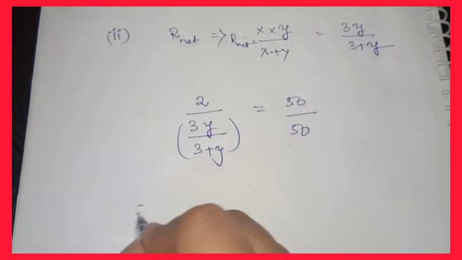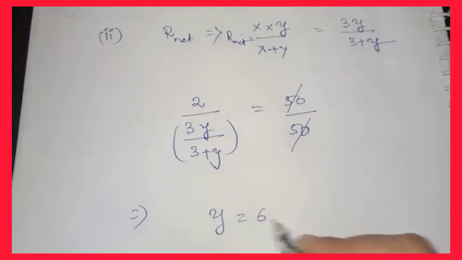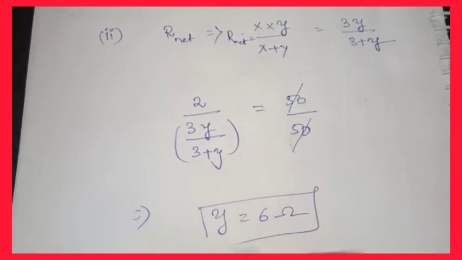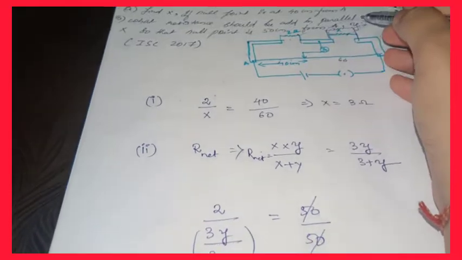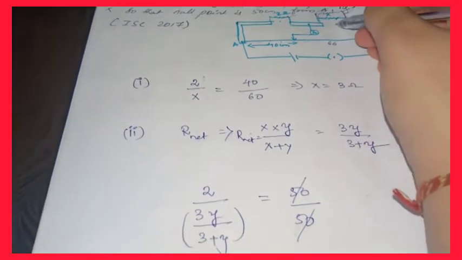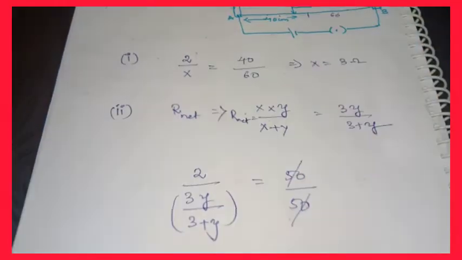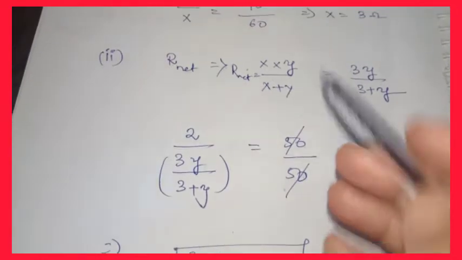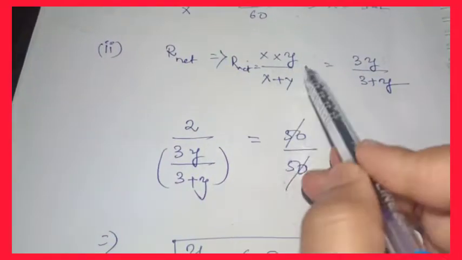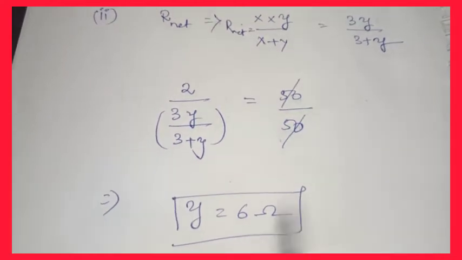So solving this, we can get Y equal to 6 ohm. So if we add a resistance wire of resistance 6 ohm in parallel with X, then the null point will shift to 50 cm. This is how to solve. Even for series also we can solve, when we add the wire Y in series with X and find out the value of Y.